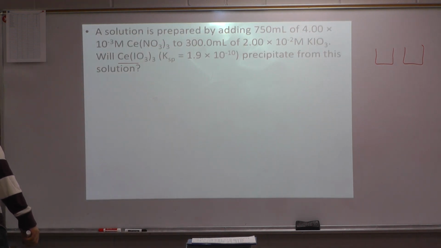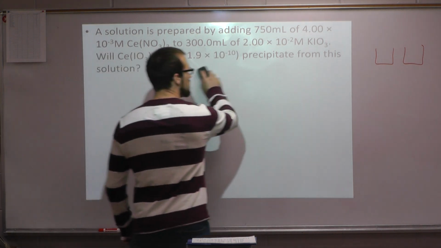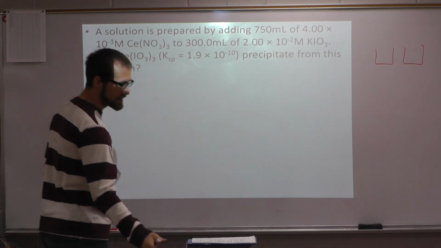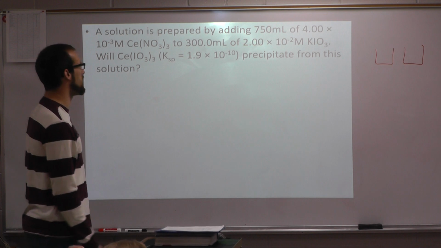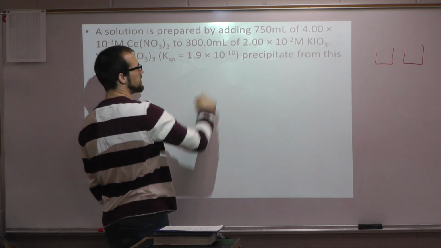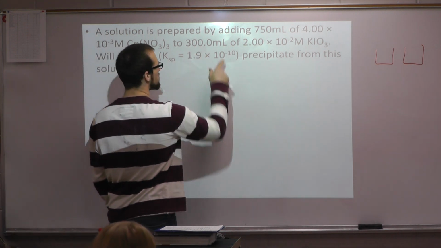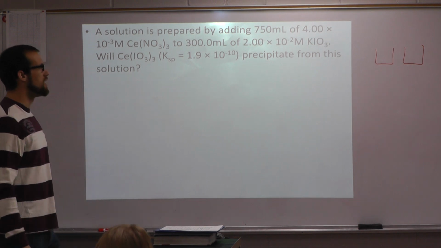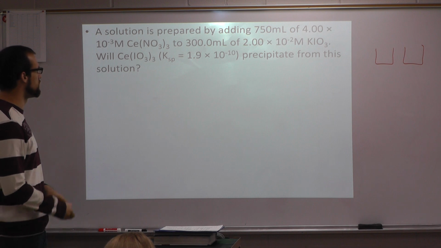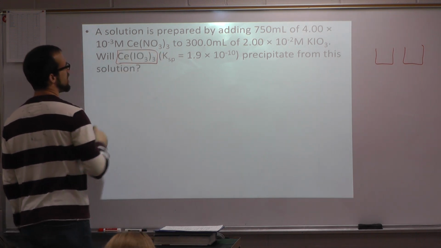So, before we get too crazy, let's just do this one. This one's a little more simple. Okay, it says a solution is prepared by adding, so here's one solution, 750 milliliters of that molarity, and then a different solution, 300 milliliters of that molarity of KIO3. Then it wants to know, will this precipitate, yes or no?